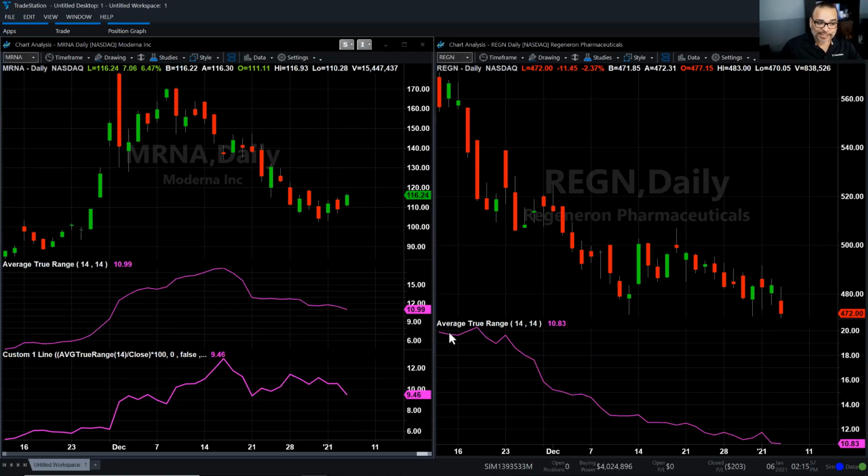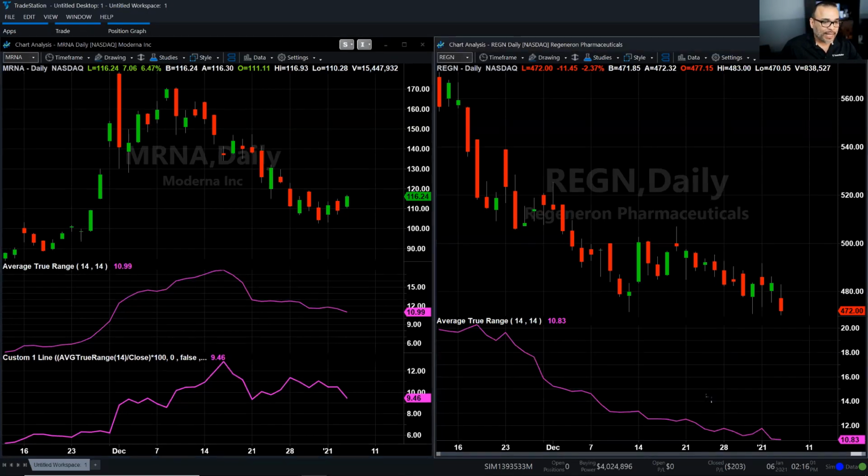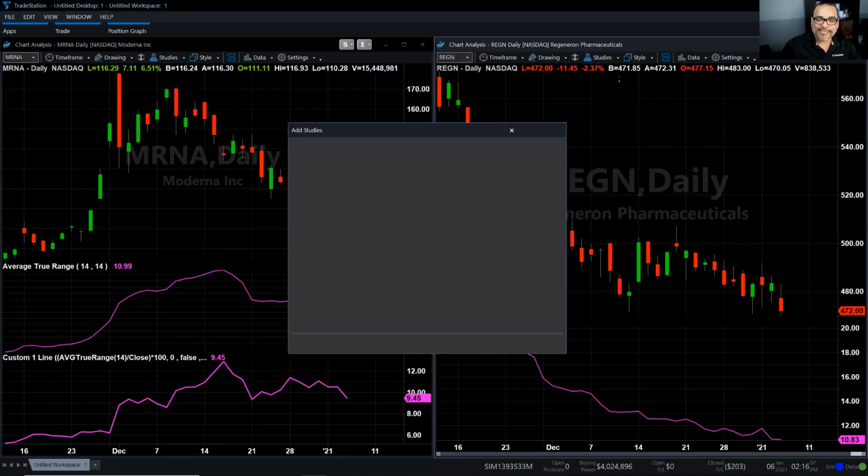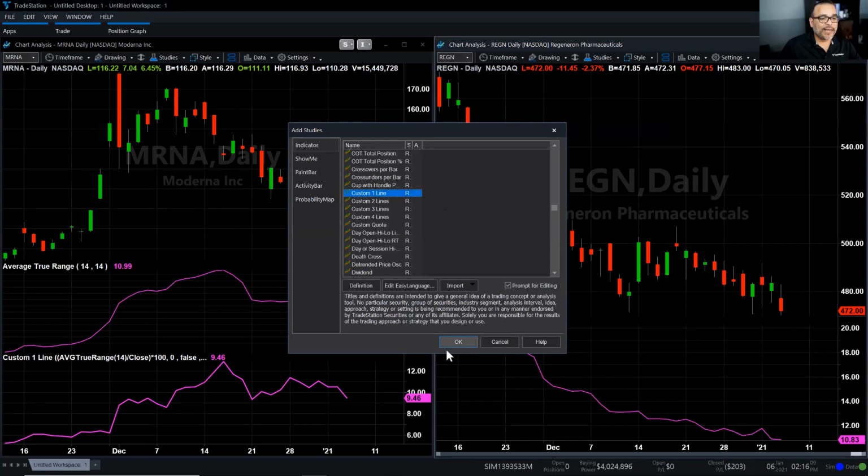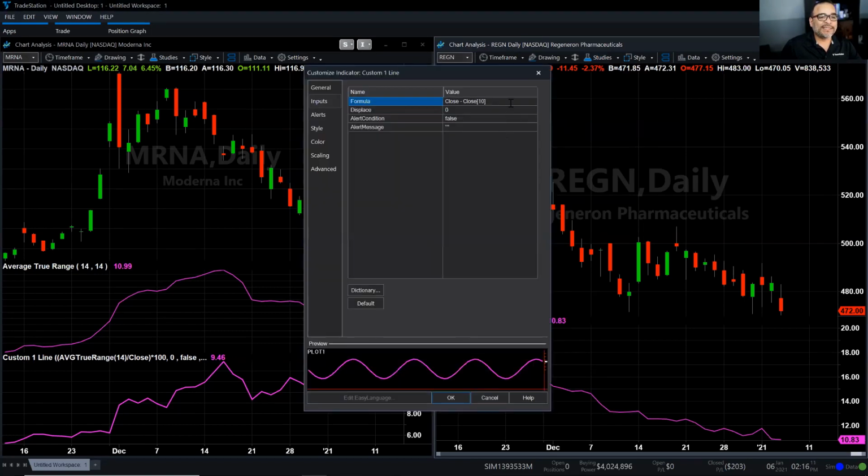It's an interesting concept. Now, instead of doing that here, let's do it again. That way it serves as practice. I'm going to go to Add Study, Custom One Line. And since I know the formula already, this is open parentheses, AVG true range for 14 bars.